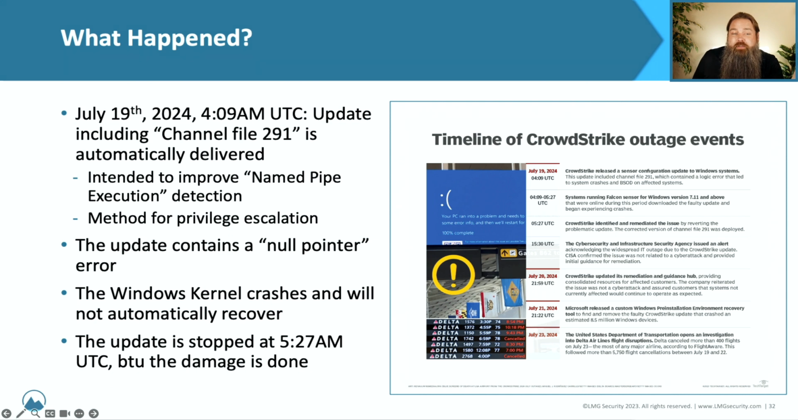It crashes the computer system it's running on, and it puts it into an unkillable boot loop at that point in time. We like to refer to that as the blue screen of death. And this hit about 8.5 million different computers across the planet within about an hour and a half's worth of time. Now, CrowdStrike, to their credit, was able to identify this, and they were able to stop this from pushing out any further. But unfortunately, at that point, the damage was done.